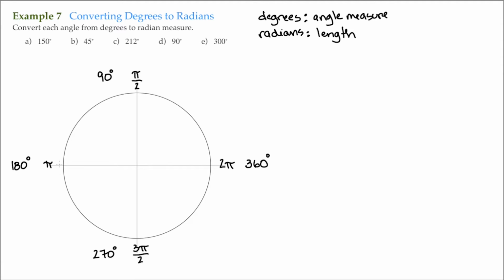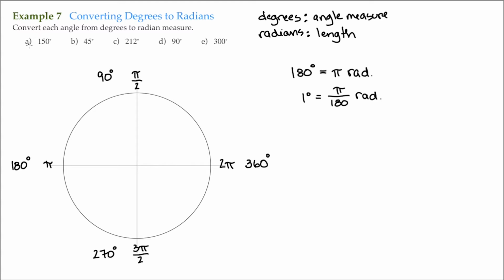If we know that 180 degrees is equal to pi radians, and I'm just going to write it over here, a nice shorthand for radians is RAD. So if I know 180 degrees is equal to pi radians, then I could say that 1 degree is equal to pi over 180 radian. So using that, we can now answer these problems up here.